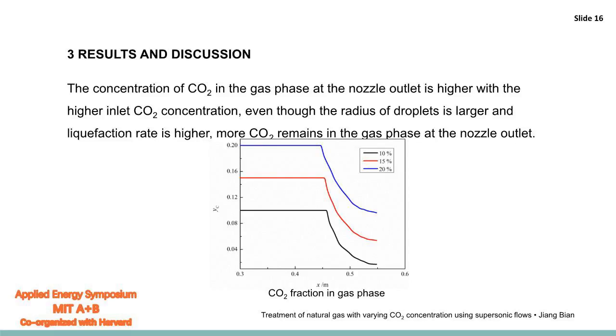And this figure shows the concentration distribution of CO2 in gas phase. It can be seen that the concentration of CO2 is higher with the higher inlet CO2 concentration, even though the radius of droplets is larger and liquefaction rate is higher. More CO2 remains in the gas phase.